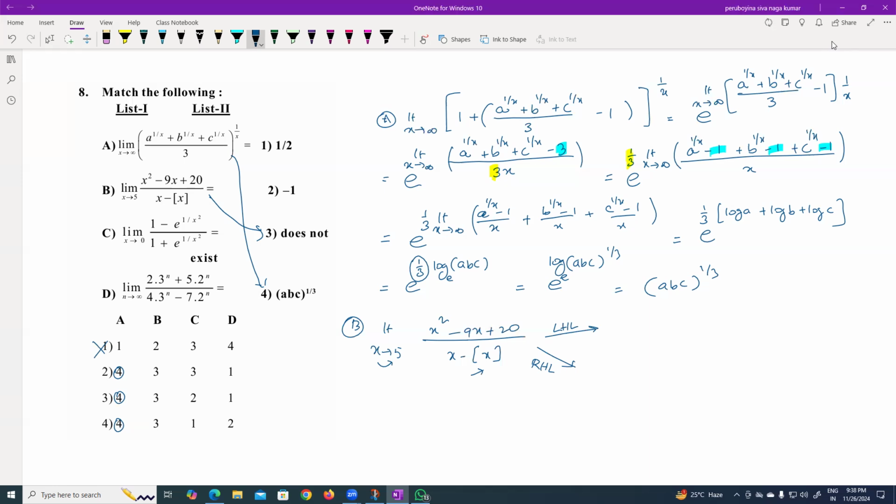So limit x tends to 5 for LHL, what should we write? Limit x tends to 5 minus we have to write.